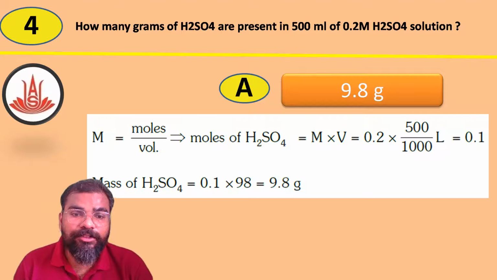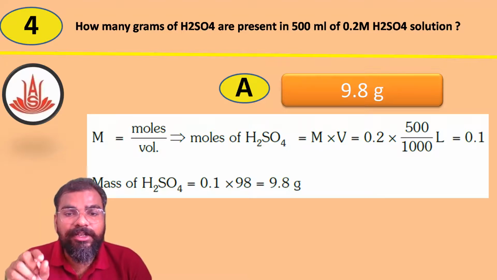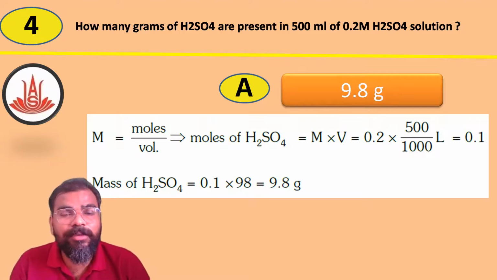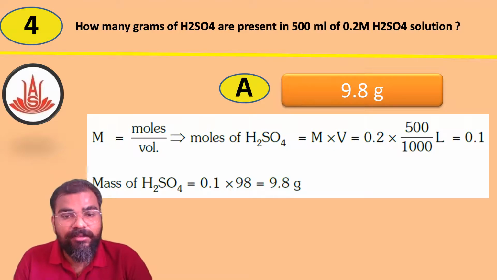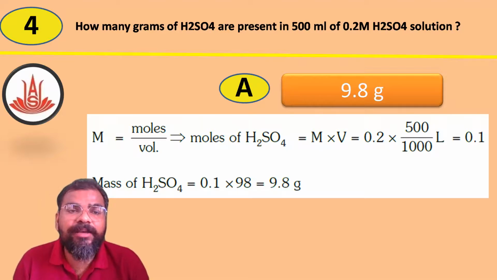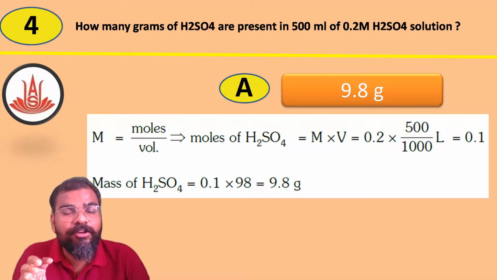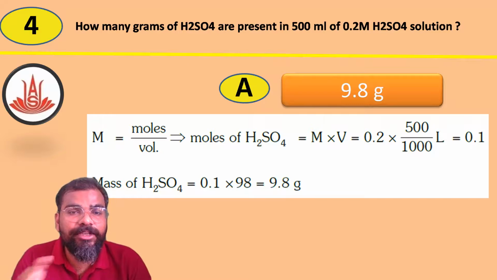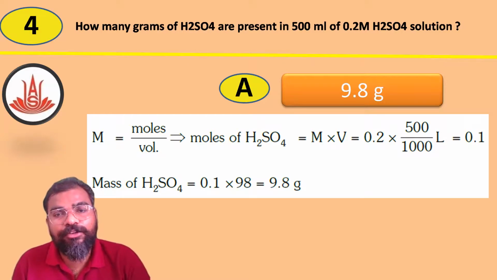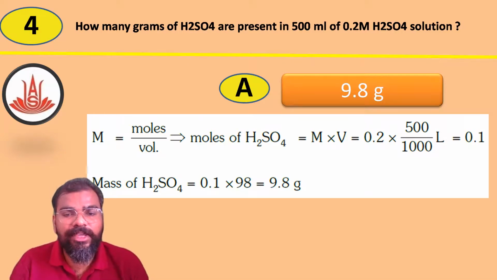Okay, so mass of H2SO4, what we have received, that is moles we have received, multiplied with the molar mass of H2SO4, that is 98. So 0.1 multiplied by 98. So it would be 9.8 gram. So option A, 9.8 gram is the correct answer. So 9.8 gram of H2SO4, if you add in 500 ml of H2SO4 solution, okay, then you'll be forming the 500 ml of 0.2 molar H2SO4 solution.